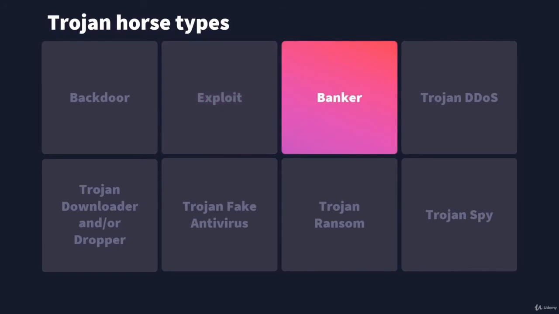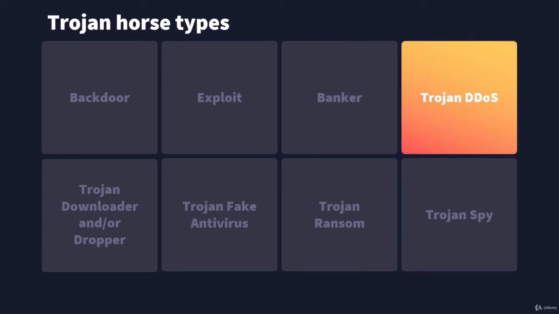Next on our list is the Trojan Banker, which, as you already probably guessed from the name, is designed to steal credit card information or the credentials for online banking systems. Yet another type is the Trojan Distributed Denial of Service, or Trojan DDoS, which is used to conduct denial of service attacks against targeted web applications. You will learn more about denial of service attacks in another lecture.